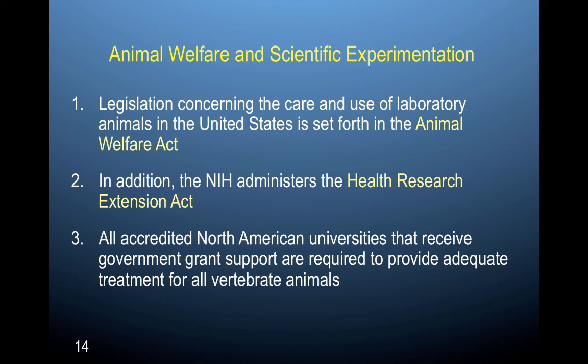Animal Welfare Act and the Health Research Extension Act try to protect the rights of animals. All accredited North American universities that receive any government grant support are required to provide adequate treatment for all vertebrate animals in accordance with the Animal Welfare Act and the Health Research Extension Act. So we try to protect animals in research as much as we try to protect humans in research. And this ends Chapter 7.